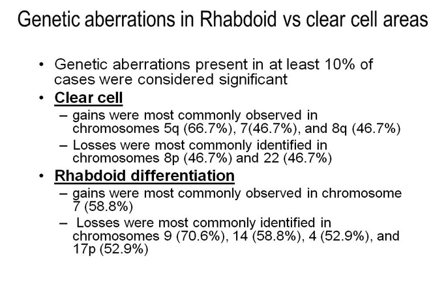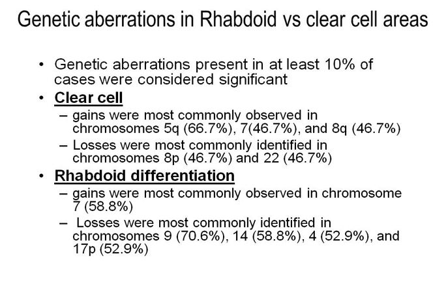In clear cell, what we saw is that the gains were mostly seen in 5q and 7 and 8q, and losses were most commonly seen in 8p and chromosome 22. In rhabdoid differentiation, the gains were mostly seen on chromosome 7, and the losses were seen on 9, 14, 4, and 17p.